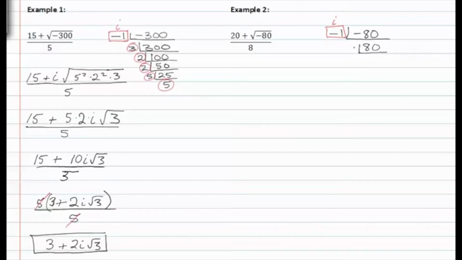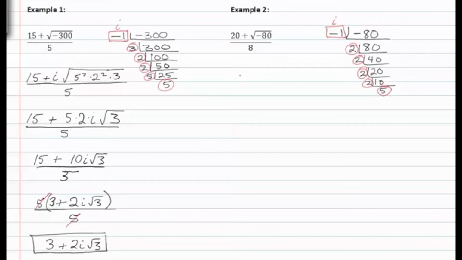Let's go ahead and divide by 2, and we get 40. Divide by 2 again, we get 20. Divide by 2 once more, and we get 10. Divide by 2 again, and we get 5. These are my prime factors of 80.